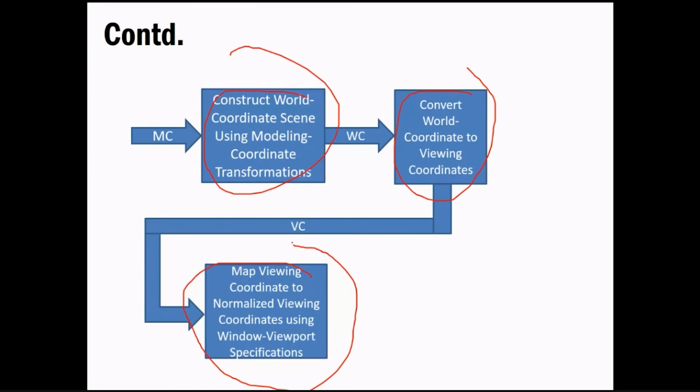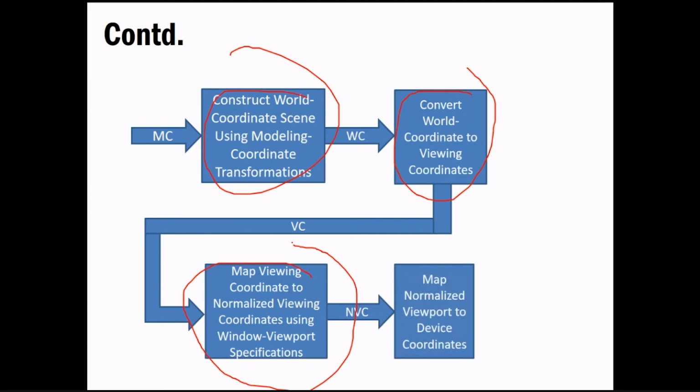So we need some normalized viewing coordinates so that this can be mapped properly, without distorting it. We want our shape to be displayed as it is, without distorting the complete shape, so we normalize it. And then we map the normalized viewport to the device coordinates. Whatever coordinates we have normalized, now we put them in the device coordinates. Just imagine this.